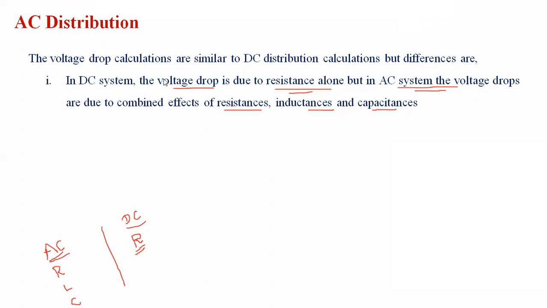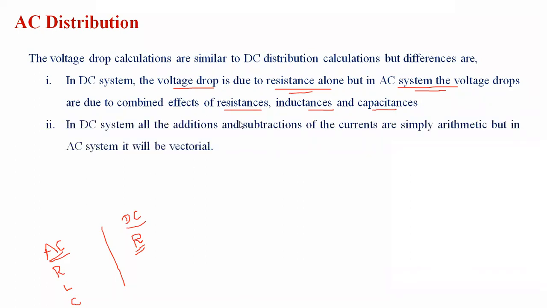In DC distribution, the voltage drop is affected by the resistance alone. But in the AC system, the voltage drop is affected by the combination of resistance, inductance, and capacitance. In the DC system, we can calculate the current with the help of addition and subtraction. But in the AC system, we can identify the current with the help of vectorial or phasor representation. That is the vector diagram or phasor diagram.